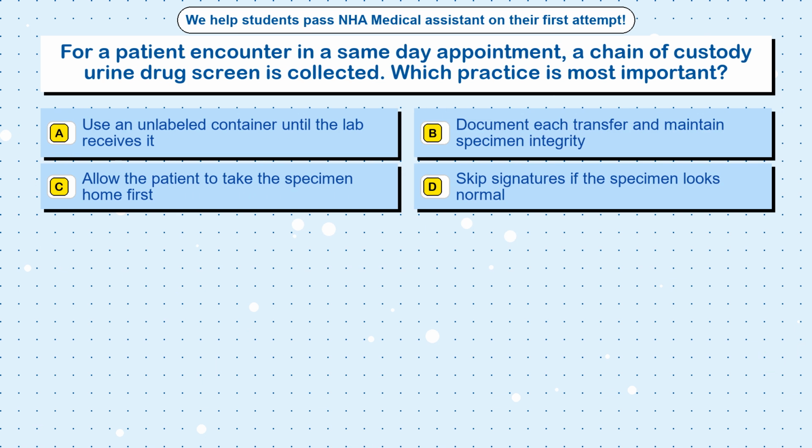Question 18. For a patient encounter in a same-day appointment, a chain of custody urine drug screen is collected. Which practice is most important? Option A, use an unlabeled container until the lab receives it. Option B, document each transfer and maintain specimen integrity. Option C, allow the patient to take the specimen home first. Option D, skip signatures if the specimen looks normal.